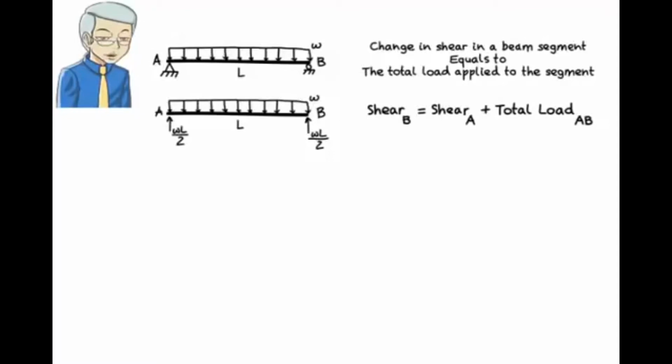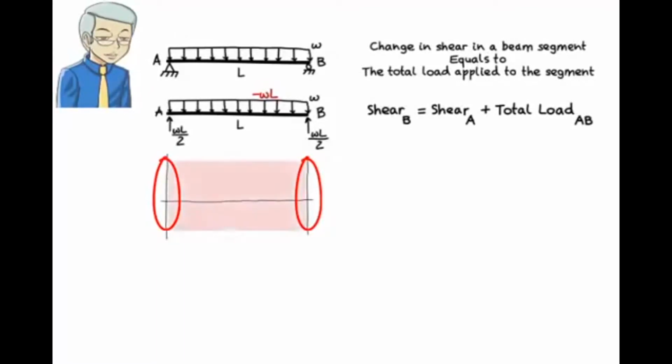The total load applied to the beam segment here is the area of the rectangle having L as its base and W as its height. Therefore, the total load is negative WL. The negative sign indicates that the load is acting downward. To draw the shear diagram for the beam segment, we need three pieces of information. 1. Shear at the left end of the segment. 2. Shear at the right end of the segment. And 3. The shape of the curve that connects the two points.